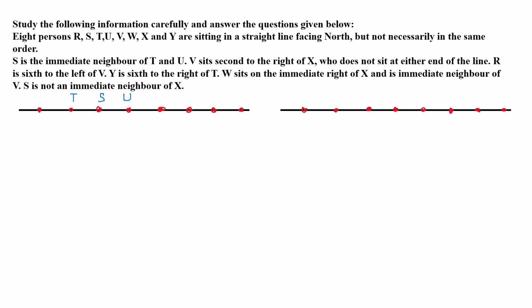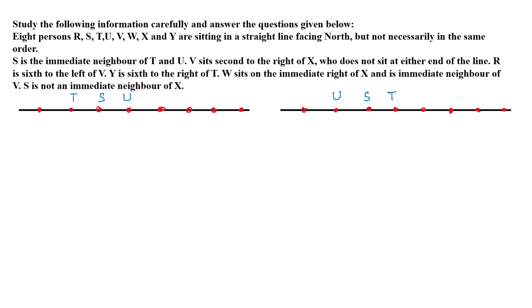Now it can be written in another way. S will be here and U and T will be here. Next, V sits second to the right of X. I don't have any information of X, so I cannot write that. Next, X does not sit at either end of the line, so it is not at the extreme end. Next, R is the sixth to the left of V. That information also I cannot plot now.